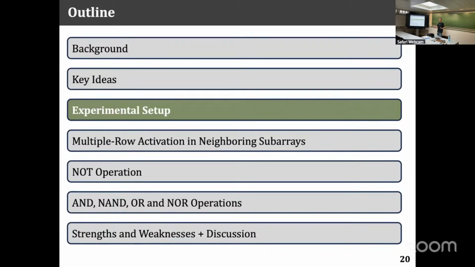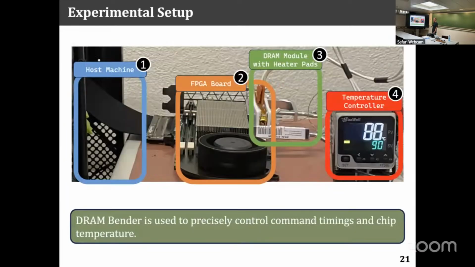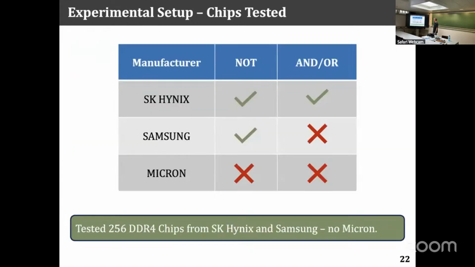So these were the key ideas the paper presents, and they wanted to evaluate them on real existing chips. And so they bought a bunch of these chips and used the DRAM vendor infrastructure from Safari to precisely control the timing the commands are sent to the DRAM module. We've seen this also in past presentations.